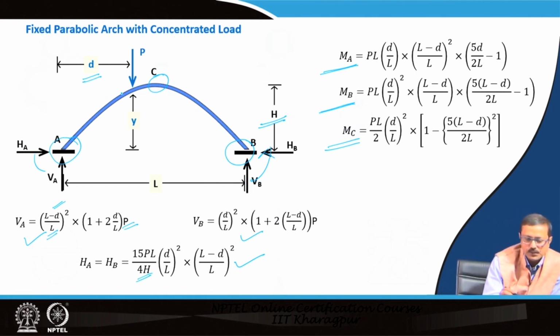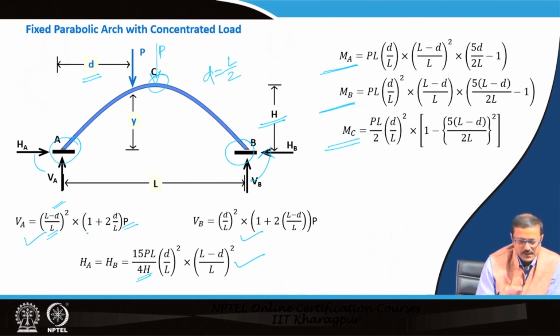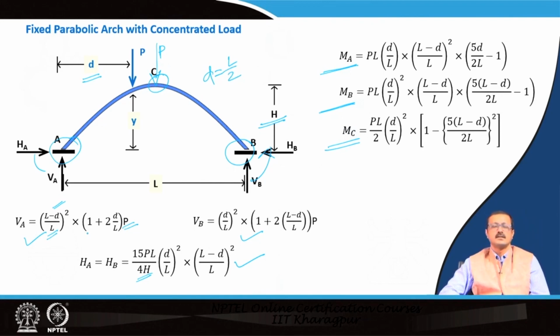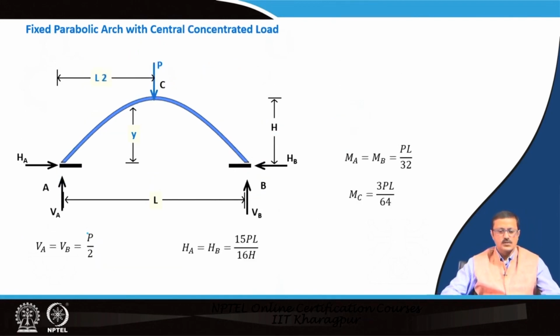If you want to put the point load P at this particular point, the load at the crown, then d will be L by 2, and you can replace d by L by 2, rewrite the equations and find out the values. Similarly, we can have the L by 2 case also, whatever we have discussed, and you can find out the changes, and thus those very complicated equations now become very simple.